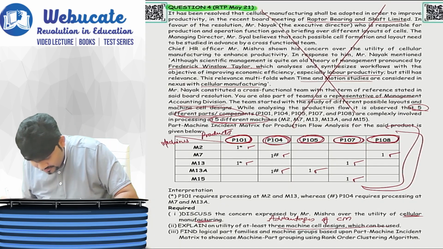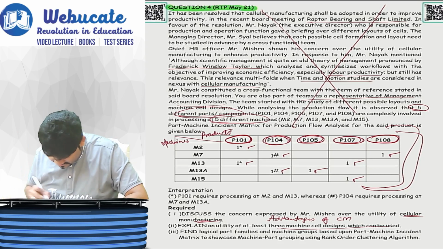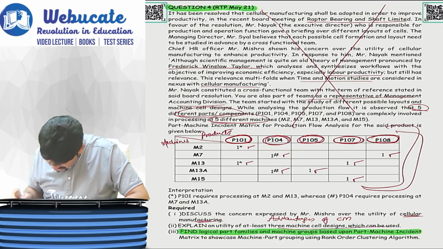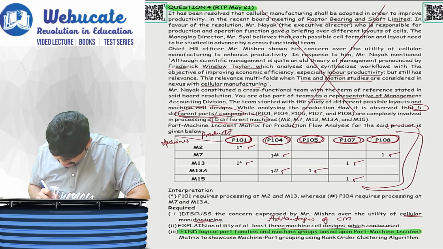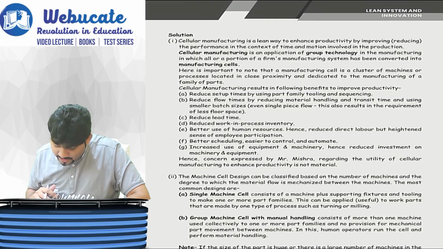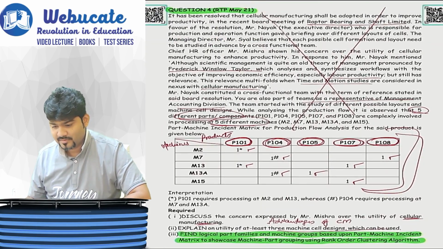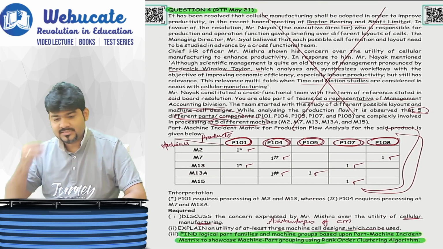Okay. So now let us start with the third part, which is to find the logical part families and machine groups based upon the part machine incidence matrix to showcase machine part grouping using the rank order clustering algorithm. Yes, guys, let's start.